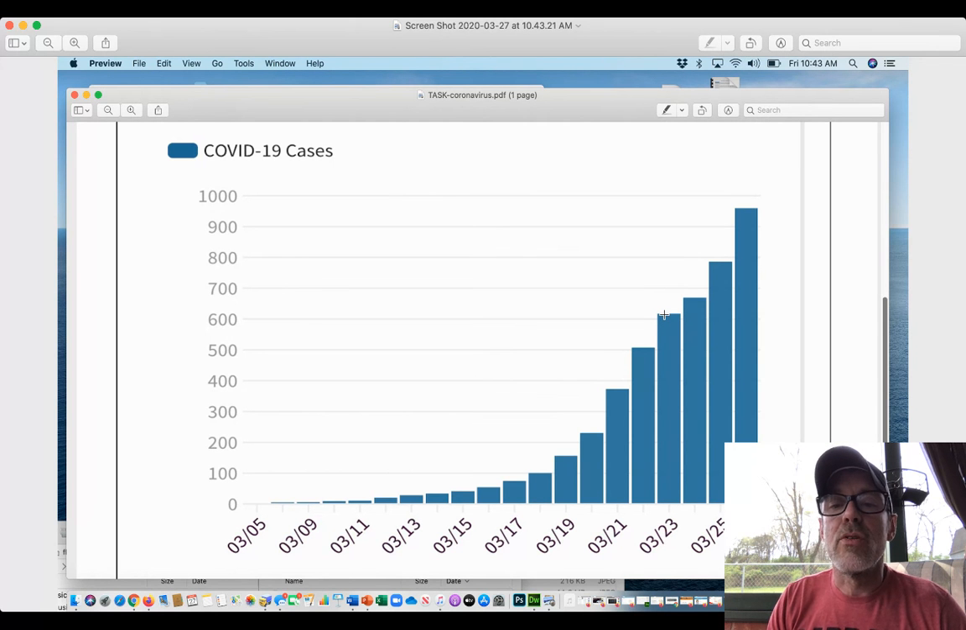From the 23rd to the 24th, I see a jump from 620-ish to 660 or 675. And then on the 24th to 25th, say 675 to about 780-ish. And then from the 25th to the 26th, less than 800. So say it's 775, we'll say, to about 950.